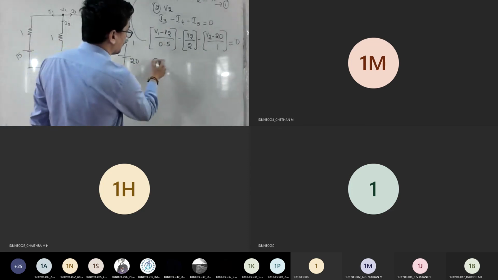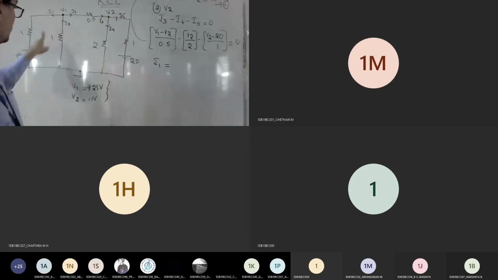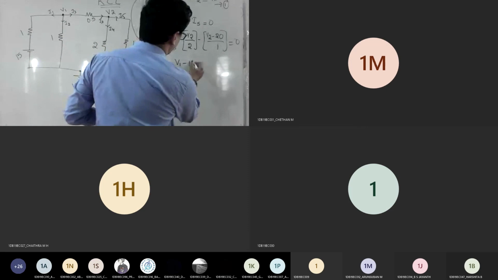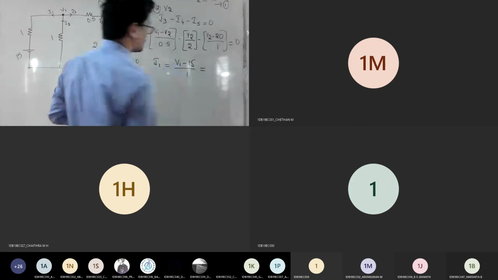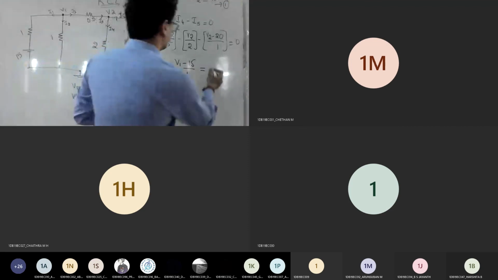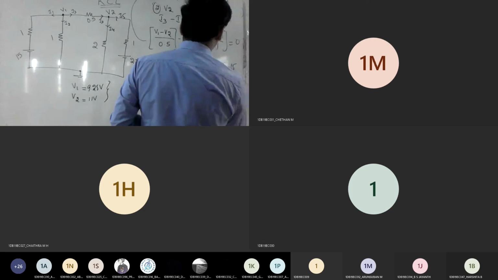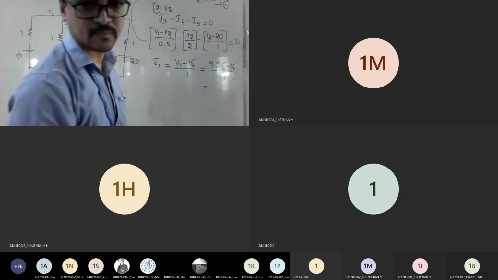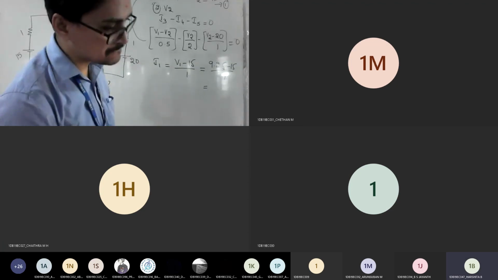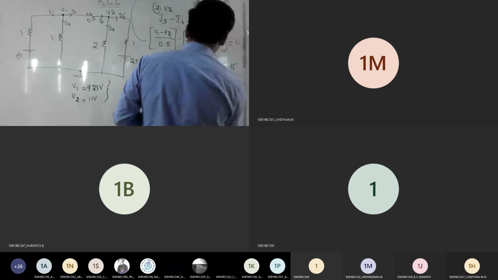What is the formula we wrote for I1 earlier? I1 was V1 minus 15 by 1. So 9.25 minus 15 by 1. How much did you get? Minus 5.75. So this is your I1.